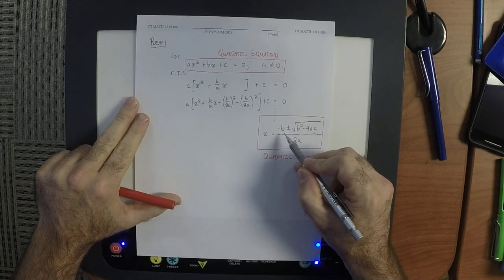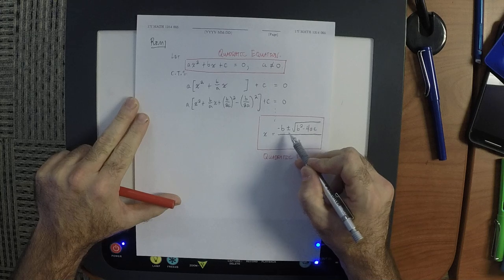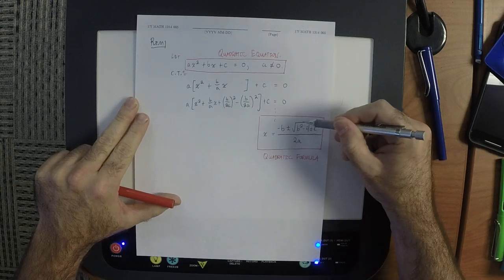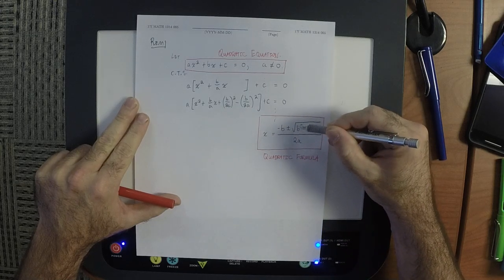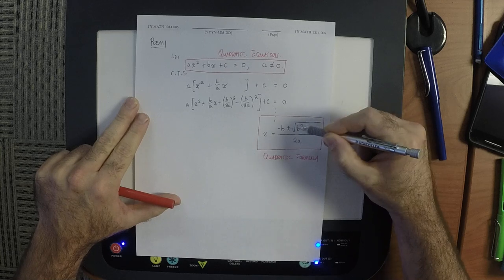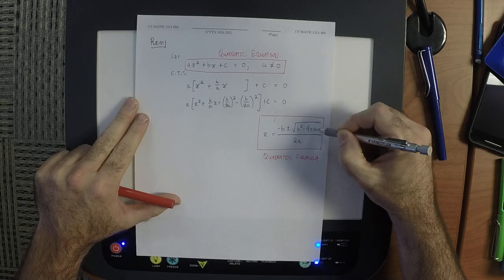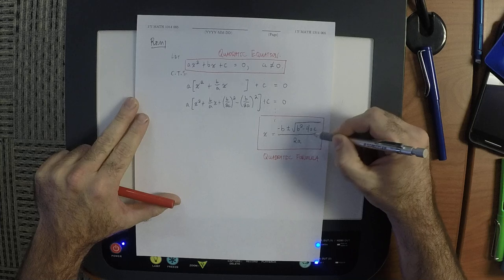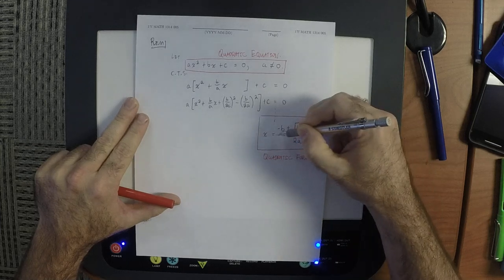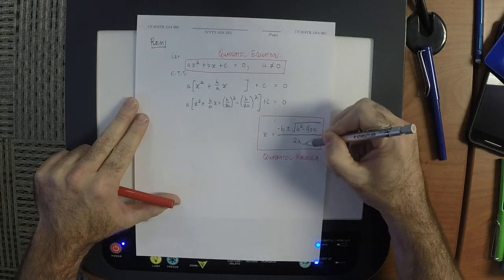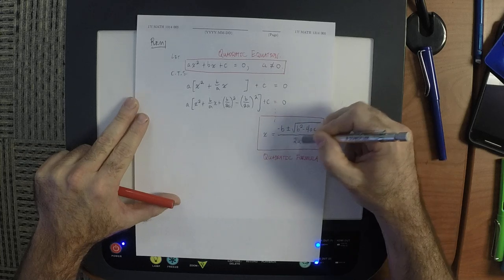Negative b plus or minus the square root of b squared minus 4ac, of b squared minus 4ac, all over 2a.